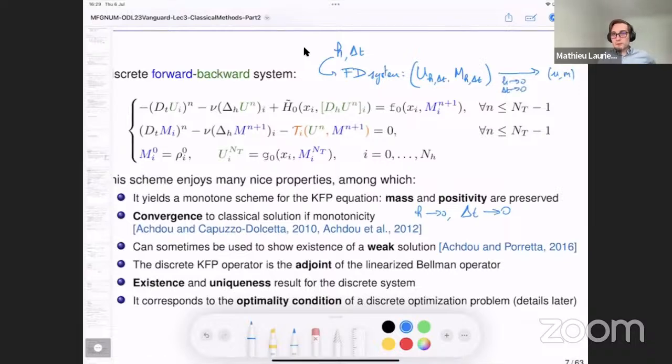So if you already know that the MFG PDE system has a solution, then you just need to show that it converges to the right limit, to the correct limit. But maybe in some cases, you just show that it converges to something, and this something solves the PDE system. And so you have shown existence of a solution to the PDE system. So looking at these discrete systems can also be a way to prove existence for MFG continuous systems.